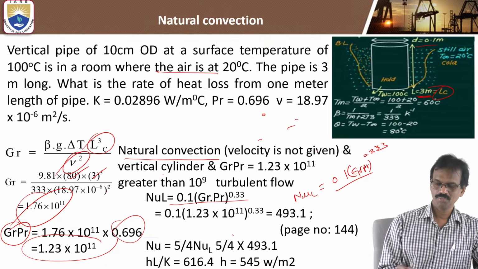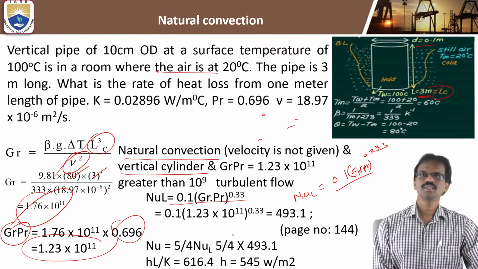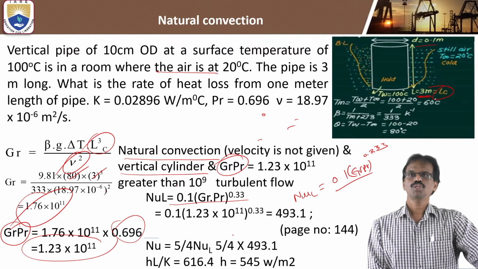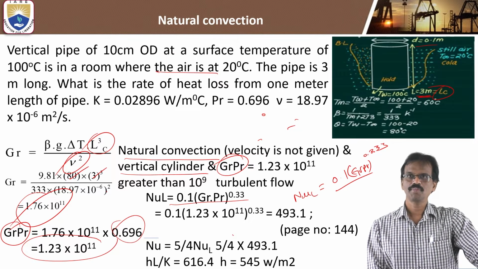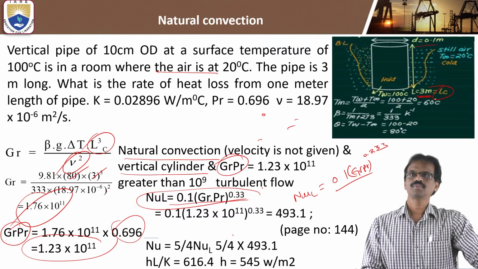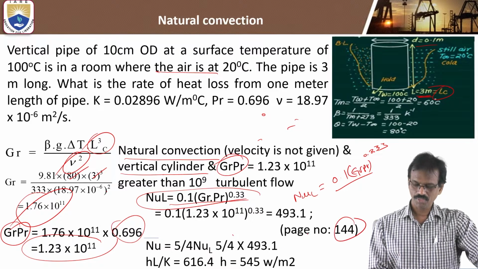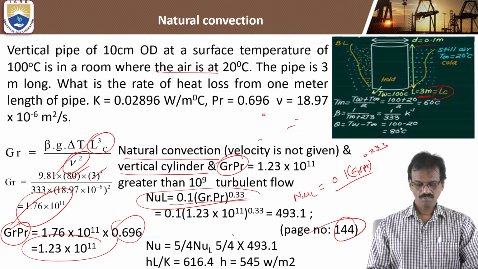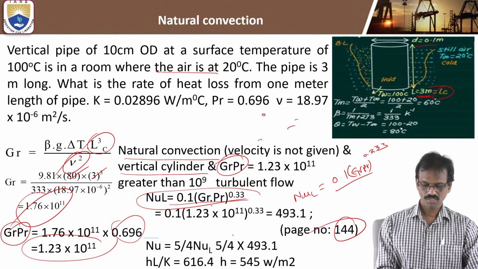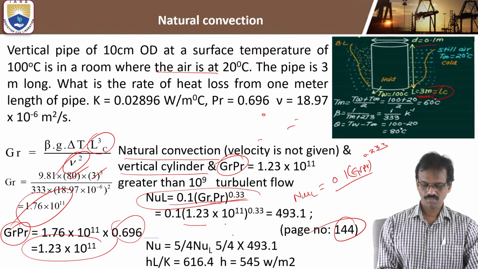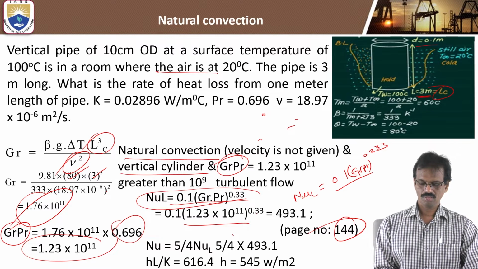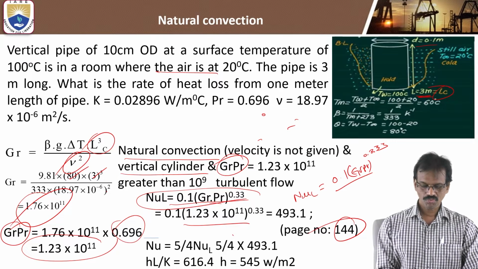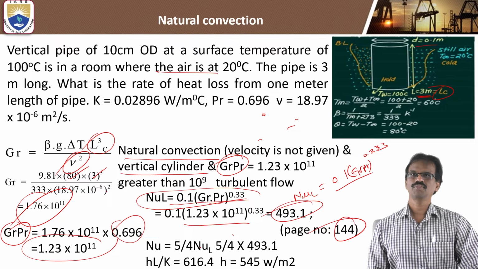Velocity is not given, so it is a vertical cylinder with a GrPr range. Based upon these parameters, you can choose this formula from the data book. You can refer to page 144, then you can identify this formula. So Nusselt value is equal to 0.1 into GrPr value, which is 1.23 into 10 to the power of 11, to the power of 0.333. So the Nusselt value is equal to 931.